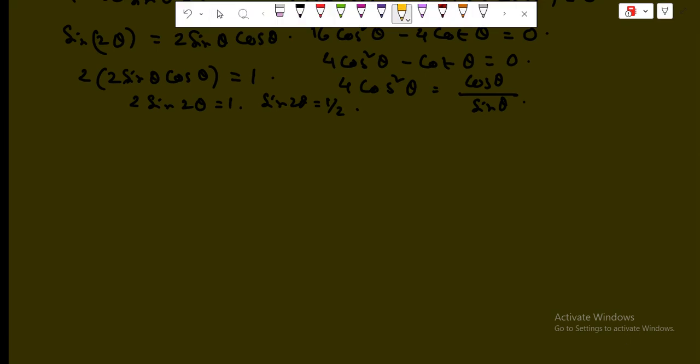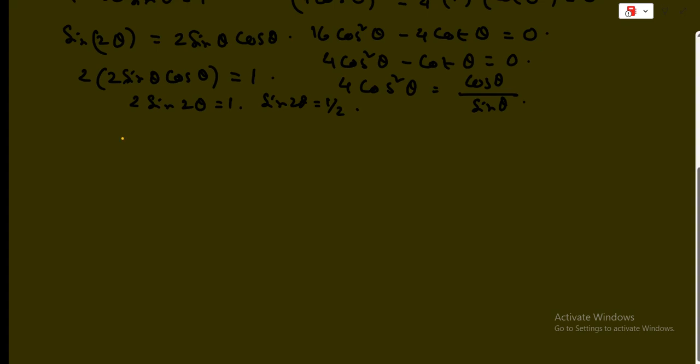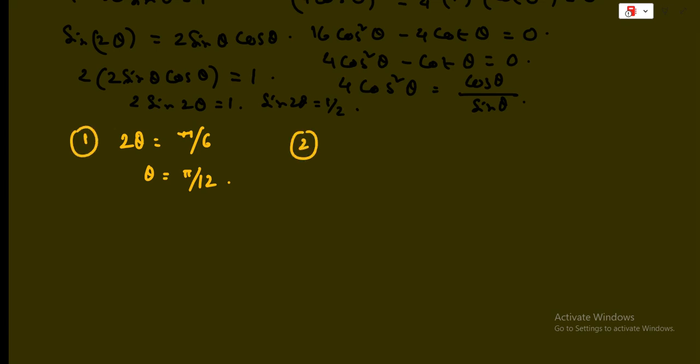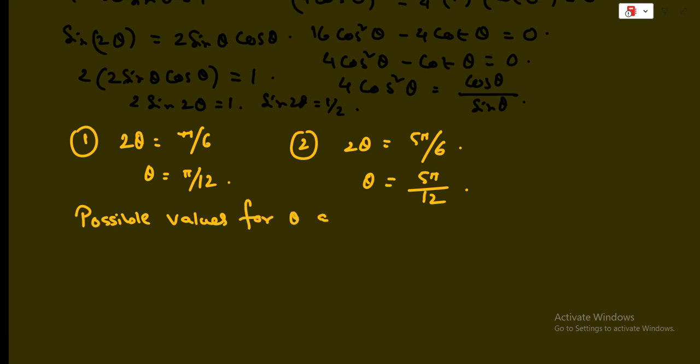First one is 2 theta equal to pi by 6, or theta will be equal to pi by 12. The second one is 2 theta is 5 pi by 6, so theta will be 5 pi by 12. So the possible values for theta are what? Pi by 12 or 5 pi by 12.